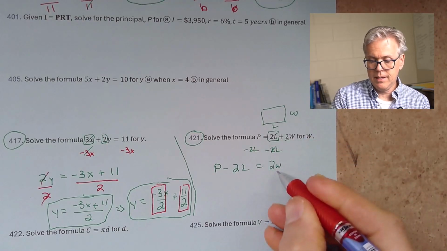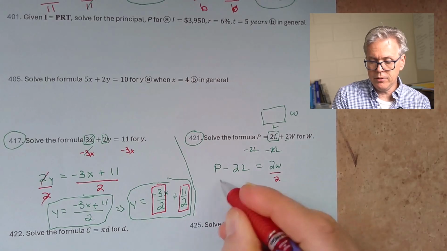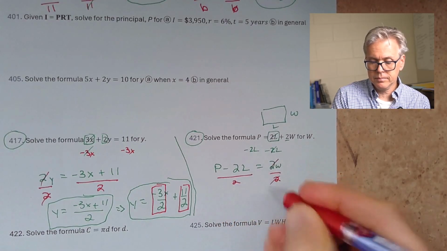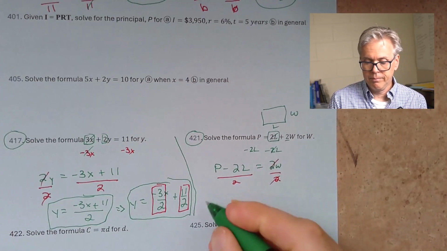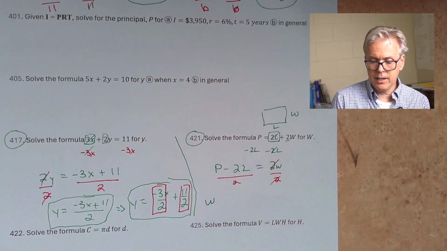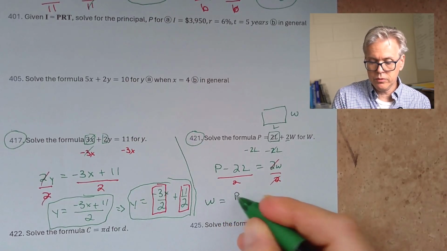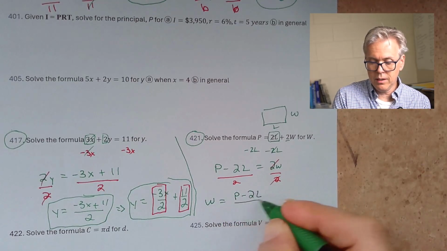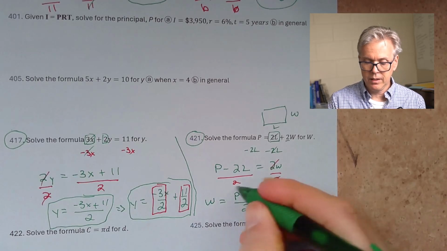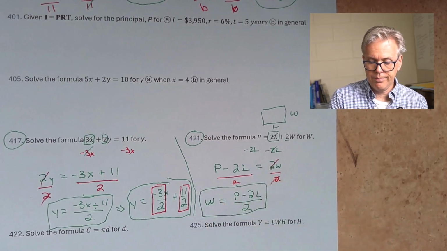Now, one more step. I've got to solve for W, divide by 2. And so I'll generally, again, write the variable I'm solving for on the left. So W equals, we can say P minus 2L all over 2. So that is a perfectly good answer.